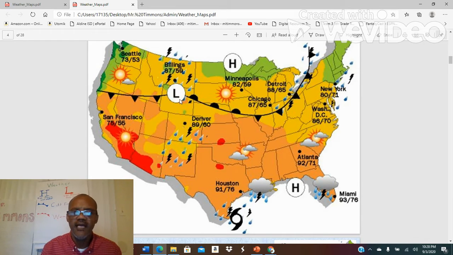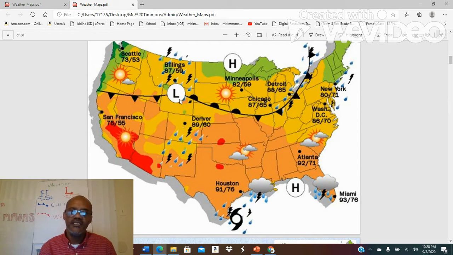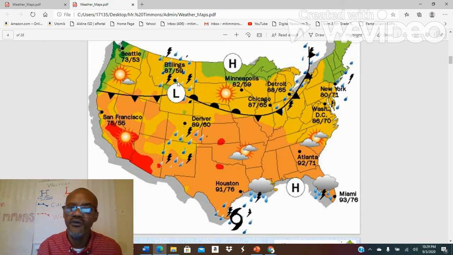Counterclockwise. Okay? Now low pressure lets the air go up. So for that reason, you see all of the weather that's happening here by the L is that the air is allowed to rise. So evaporation, condensation, and precipitation, all of that happens under low pressure. It doesn't really happen under high pressure. Whenever you're under high pressure, you have very clear skies. You don't have very much cloud cover because the high pressure is pushing the air down.